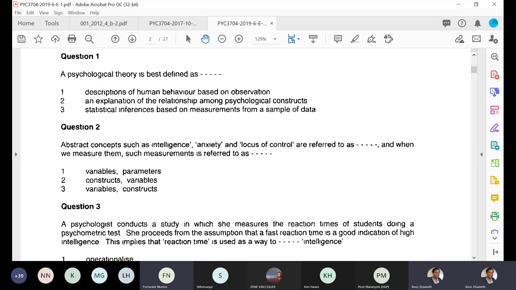Okay. So yeah, we're back. You need to also tell me whether these statements are right or wrong, because I won't know most of this. A psychological theory is best defined as, what do you know? What psychological theory is? Is it a description of human behavior based on observation? Is it an explanation of the relationship among psychological constructs? Is it a statistical inference based on measurement of a sample? So I know that this one won't be right. Number one. I think number one is the correct answer.